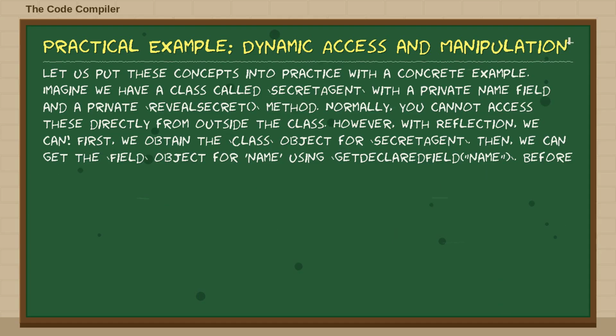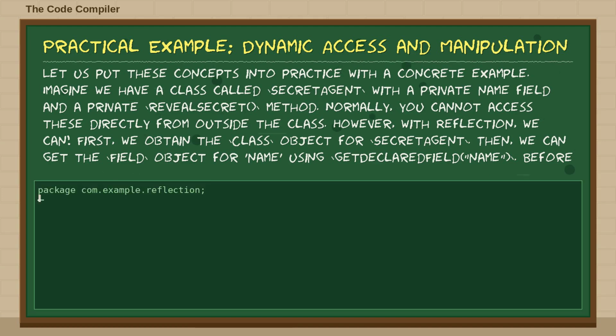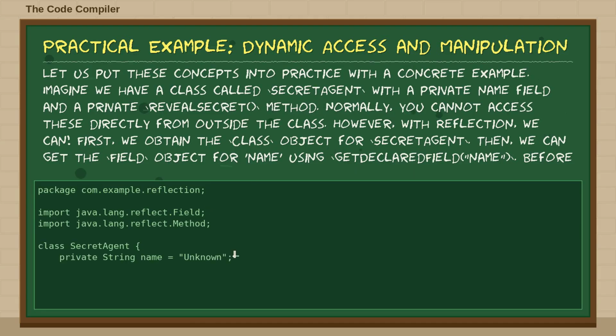Similarly, for the private revealSecret method, we get its Method object using getDeclaredMethod("revealSecret"), call setAccessible(true), and finally invoke it using method.invoke(agentObject). Observe how the program successfully accesses and manipulates private members, demonstrating the true power and flexibility of reflection.